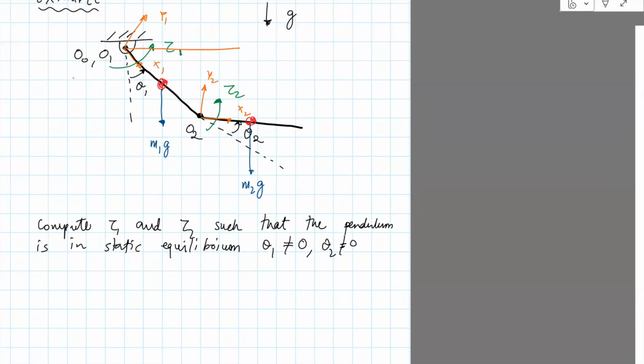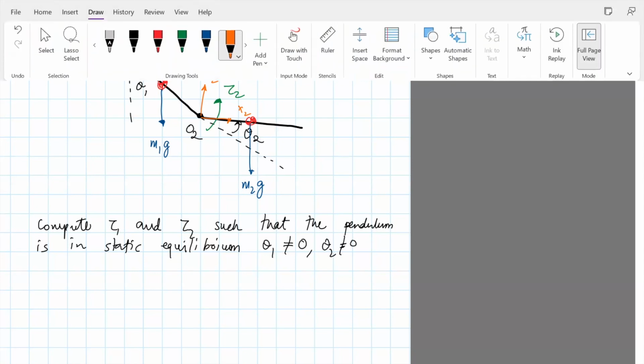Let's just take this frame x0. Yes, you could take moments about O1 or O, and that will help you to solve for tau 1, and you can take moments at O2, and then that will help you to solve for tau 2. What I'm going to show you is that you can do this without drawing a free body diagram, just using the Jacobian.